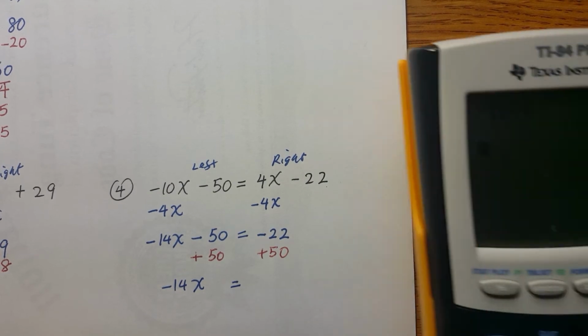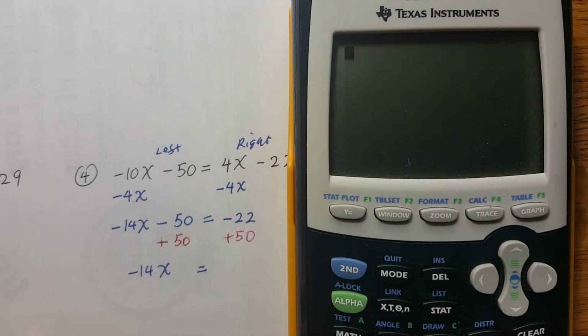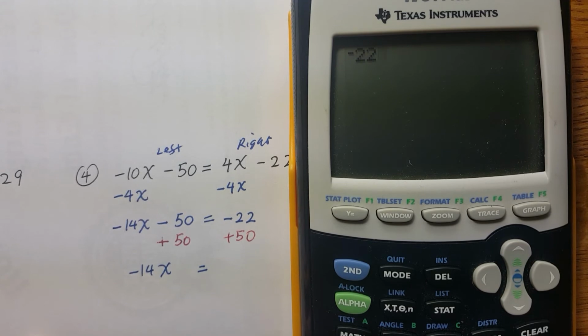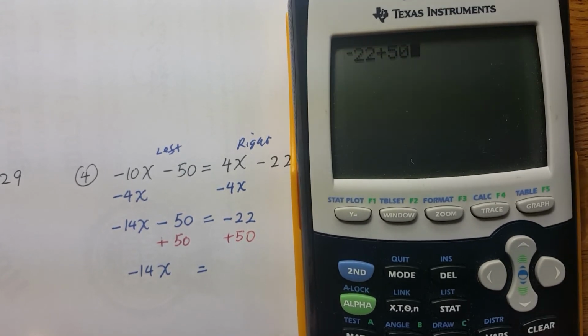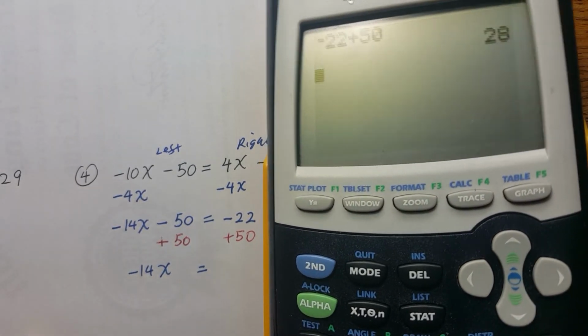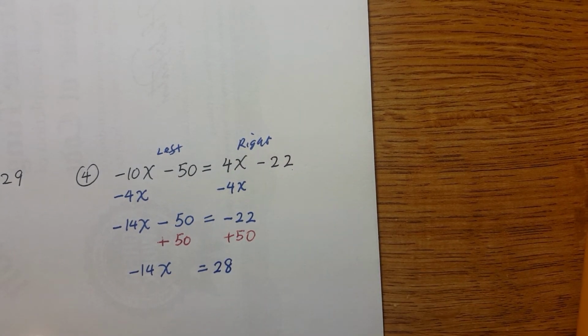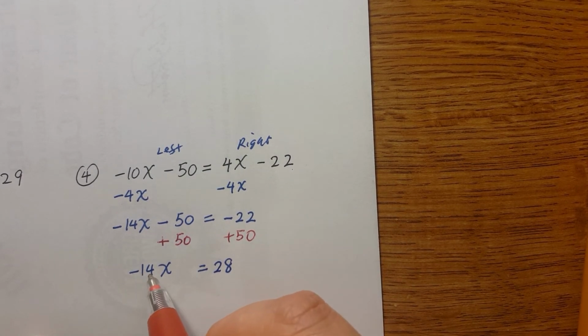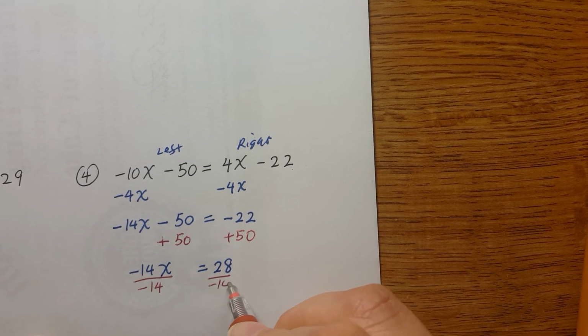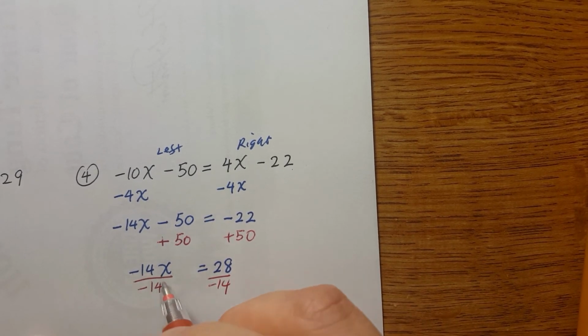Now we're going to use our calculator. We type in negative 22 plus 50 and then equal 28. So therefore now we have negative 14x equal 28. Because negative 14 times x, so we do division. We divide by negative 14 both sides. Negative 14 divided by negative 14 is 1. So we get 1x equal.